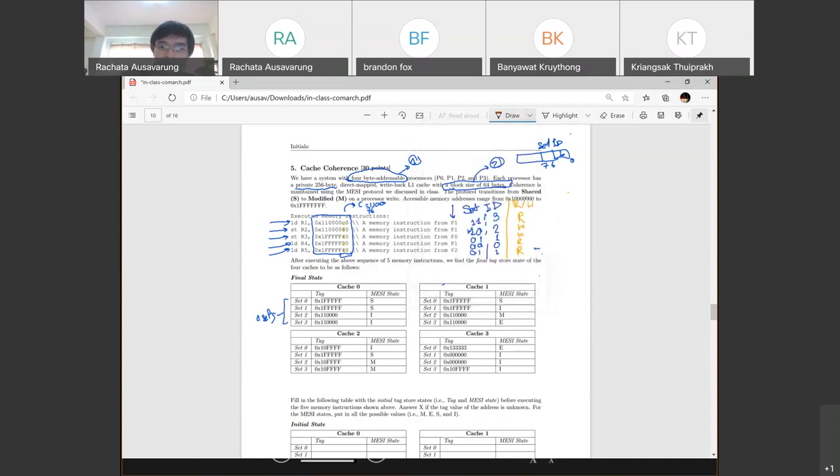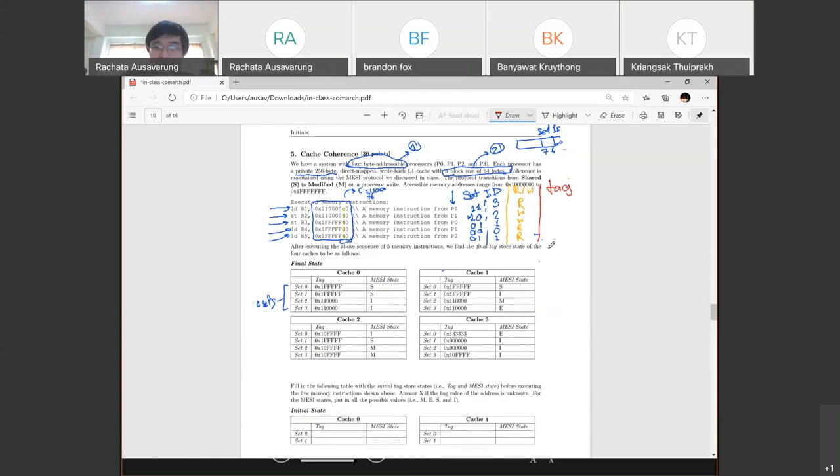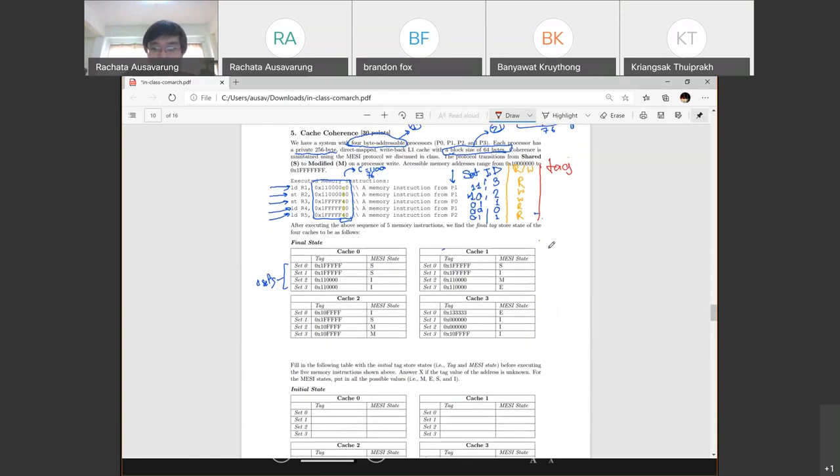The last thing we have to figure out is what is the tag? What's the tag for the first request? The tags are the rest of the bits, so what is the tag? Let me just highlight the tag. Yes, so it's 0x110000.